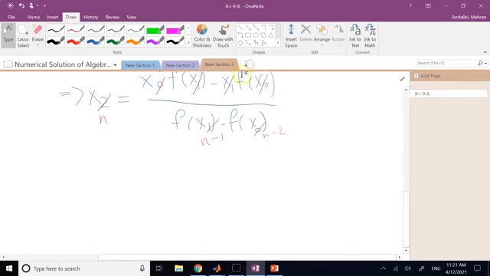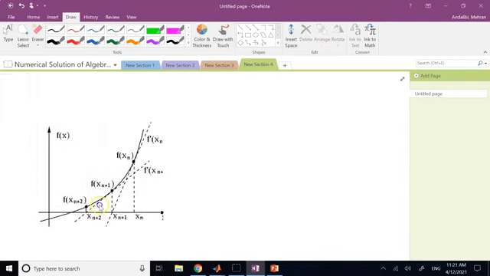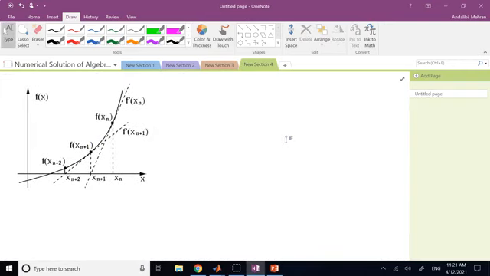It's not really hard to show. At any point xn, I draw a line tangent to the curve, like this point. If I want the equation of that line, it is quite easy. It's y minus the value of the function at the point equals the slope of the line, and you know the slope at any point is the value of the first derivative, times delta x, which is x minus xn.